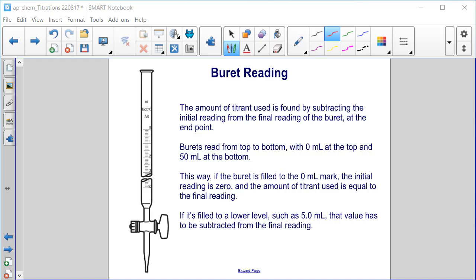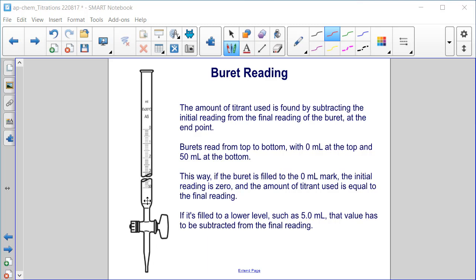The amount of titrant used is found by subtracting the initial reading from the burette from the final reading of the burette at the end point. One thing to keep in mind is that burettes read from top to bottom. So 0 milliliters is at the top and 50 milliliters is at the bottom. So if we start with the burette completely filled with 50 milliliters, then we're starting at 0. And then we should see the titrant move down a measurable amount.